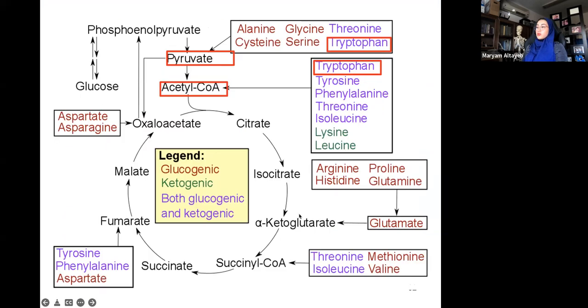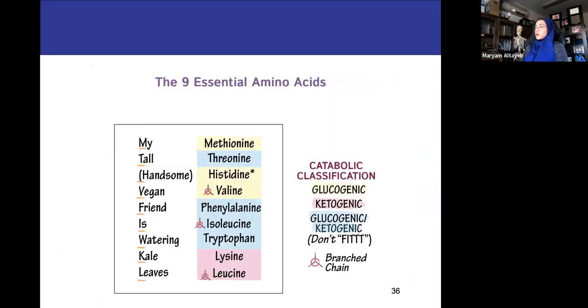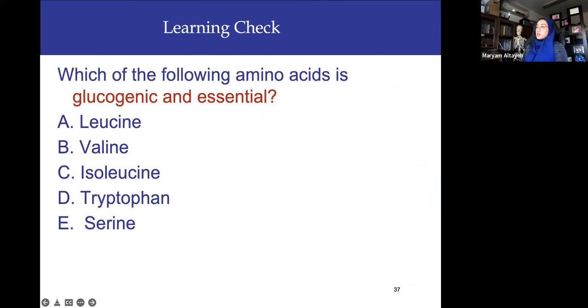But for now, what helped me is memorizing this mnemonic, the ones that fit. So phenylalanine, isoleucine, tryptophan, threonine, and tyrosine. So those are the essential, and those are how you classify them. Easy peasy. So again, which of these is glucogenic and essential? So remember, for glucogenic and essential, our mnemonic is PRIVATE TIM HALL, so phenylalanine, valine, threonine, that's TIM.